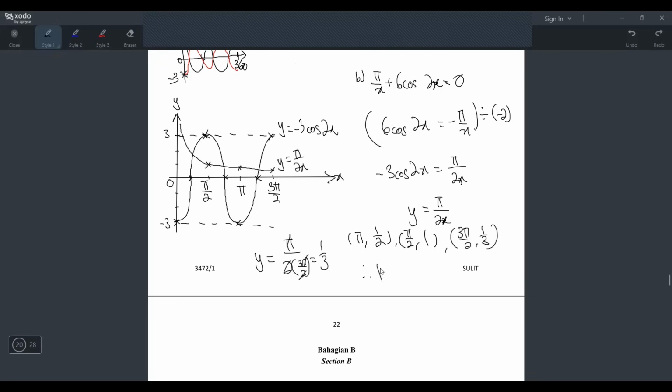Now we can find our NOS, which is the number of solutions. So what is the number of intersection points between this and this? 3, right? 1, 2, 3. So the NOS is 3. That is the number of solutions. So yeah, hope you understand.